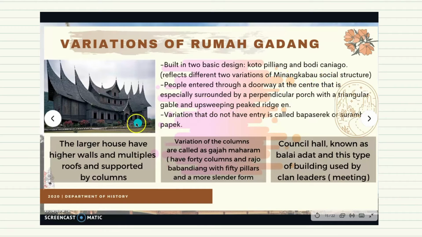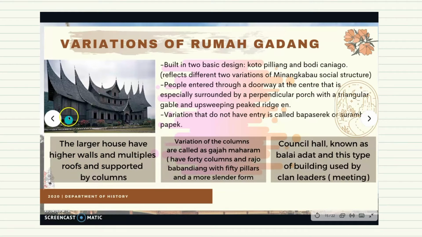When people enter through the doorway at the center, it is especially surrounded by a perpendicular porch. You can see the porch, with a triangle and upsweeping bridge. The variation that does not have the entry is called Bapaserek or Surambi Papek. Other than that, in the variation of the Rumah Gadang, the larger houses have high walls.